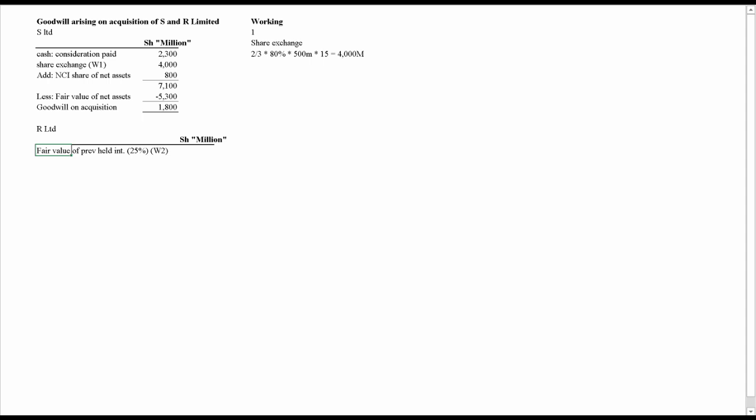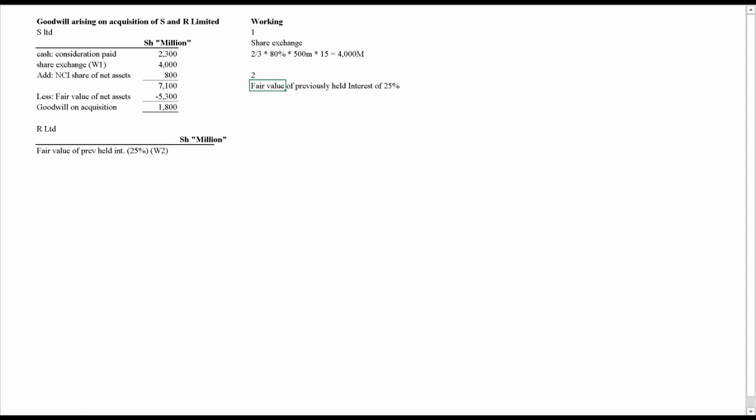So we are going to start with the fair value of previously held interest. Here on our workings, we have been told that H Limited had acquired 25% equity interest in R Limited several years ago. So we have to calculate the fair value of that previously held interest.